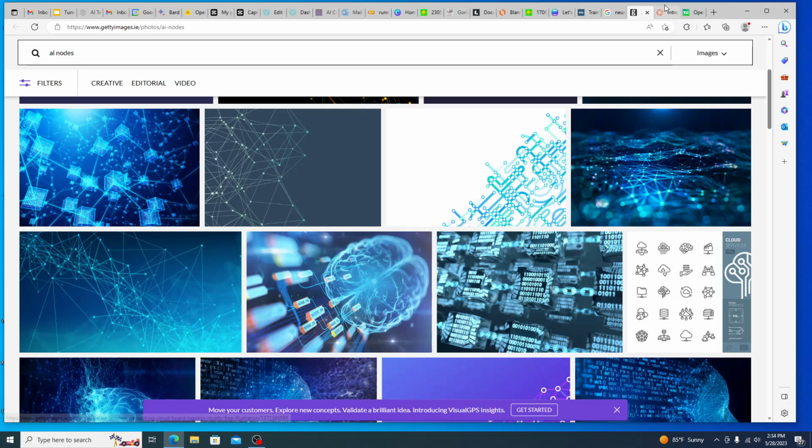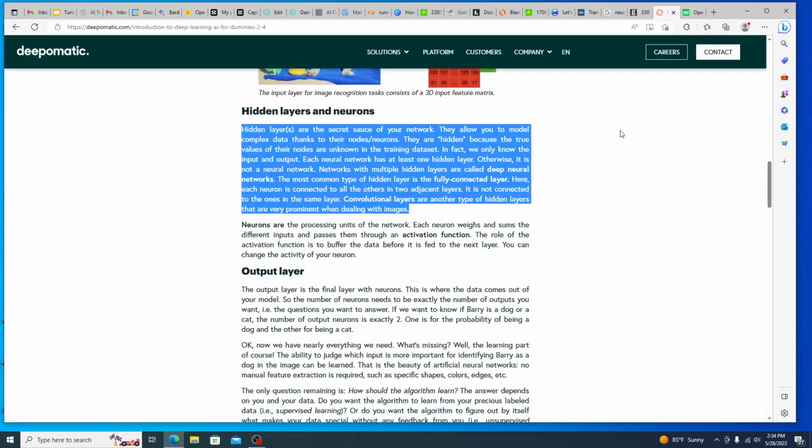And then diving more specifically into this on a more academic level, I just wanted to point out and give a reference for what I'm talking about with regards to hidden layers and how they operate within neurons. This is from an article, and it says hidden layers are the secret sauce of your network. They allow you to model complex data thanks to their nodes and neurons. They're hidden because the true value of their nodes is unknown in the training data set.